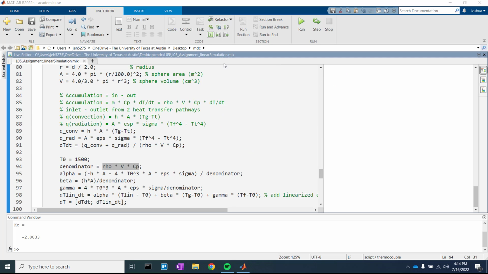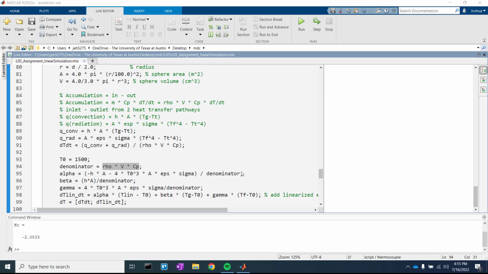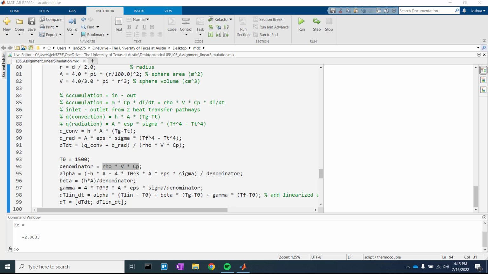So let's go ahead and think through our beta now, how we come up with that. Our beta is the derivative of temperature, and I'm just going to do big T this time, with respect to T gas. Now where's the gas show up? It only shows up right here. So our derivative there should be H times A, that's a big A, all over the denominator. And it is.